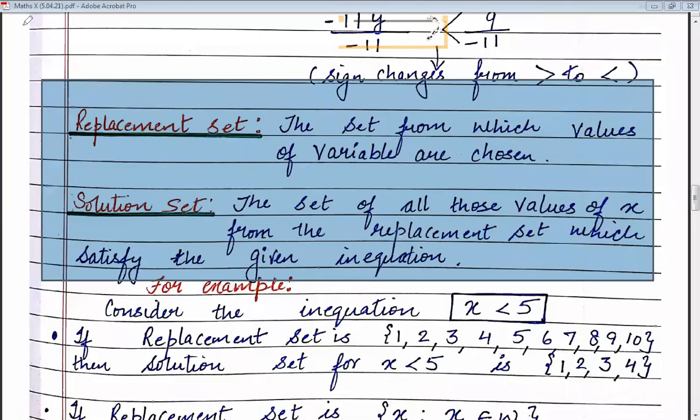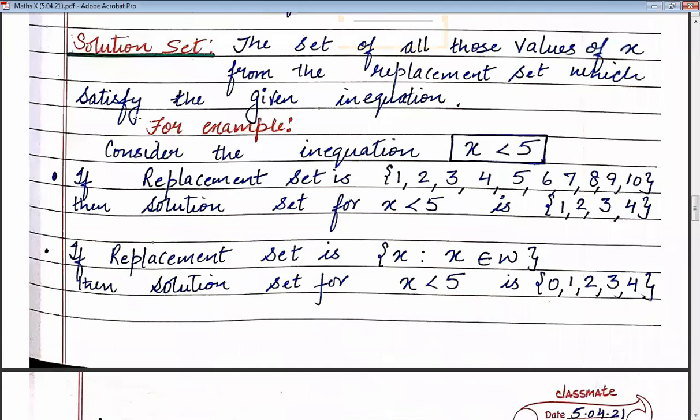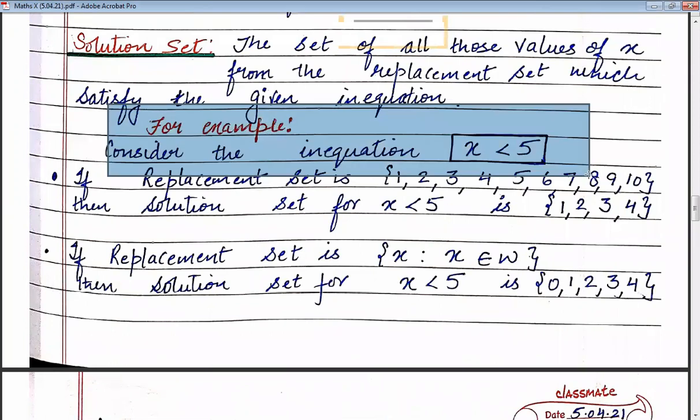Now, children, let's have a look at the example. Your first example is: consider the inequation x less than 5. Okay, what is your inequation? x less than 5. Now, children, suppose the replacement set is 1, 2, 3, 4, 5, 6, 7, 8, 9, 10. Okay, what is your replacement set? 1, 2, 3, 4, 5, 6, 7, 8, 9, 10. This is your set, and your inequation is x less than 5.